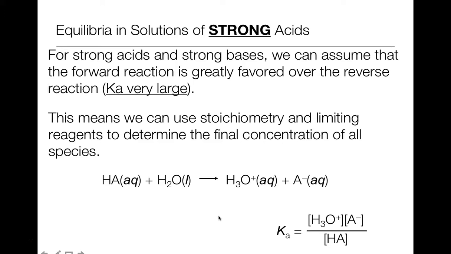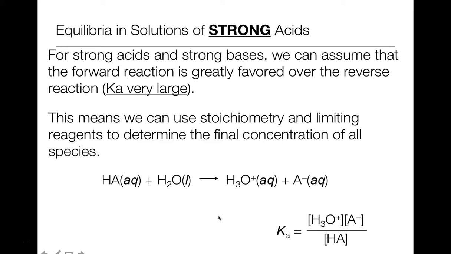What this means is, though, we can use stoichiometry and limiting reagents to determine the final concentration of all species. So we're going to go back to almost 1101, using stoichiometry and limiting reagents. That's going to be for dealing with strong acids, and we'll eventually get to strong bases. And a little bit of foreshadowing, when we get to weak acids and weak bases, we can no longer rely on this stoichiometry and limiting reagent simplicity of the problem, and we're going to have to fall back on using ICE tables. But we'll deal with that when we get there.